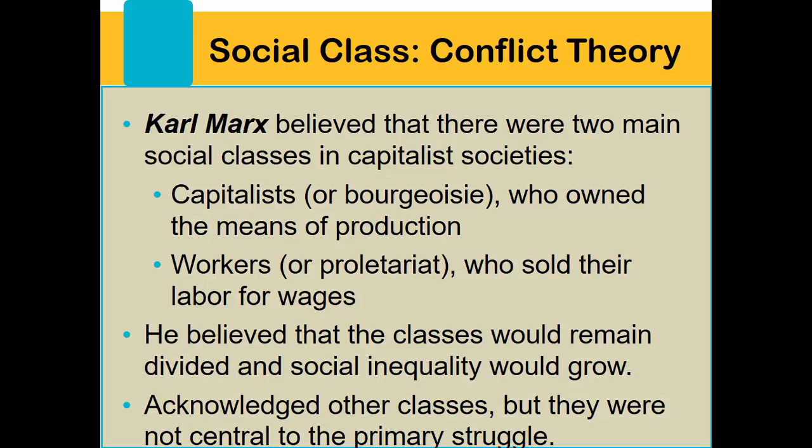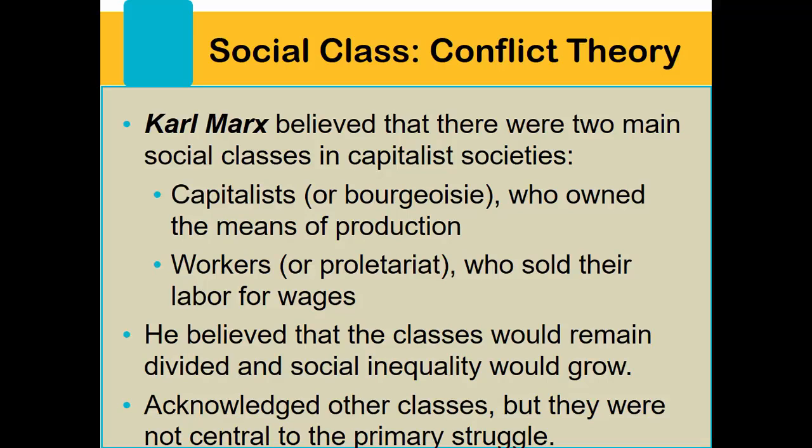So a reminder, those means of production are things like property that can be farmed, or a McDonald's, or a factory, or something that is used to make other things. And then workers, or as Marx called them, the proletariat, sold their labor to the capitalist for wages. So the capitalists need the workers, but they only pay them as much as they could possibly get away with.